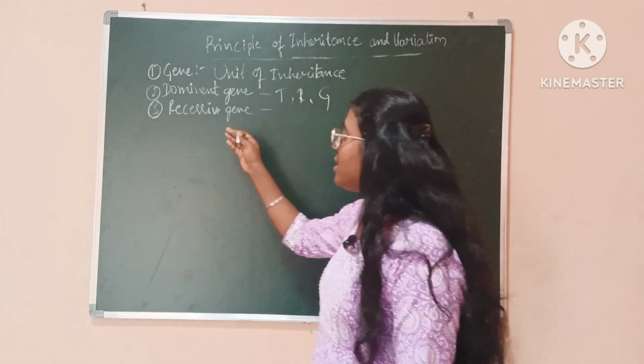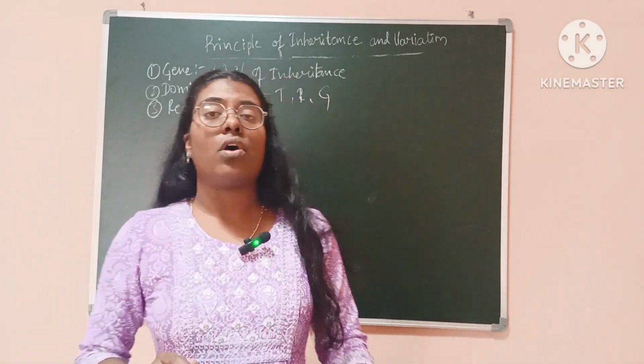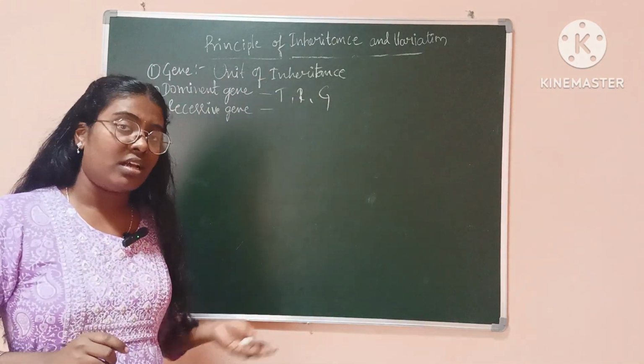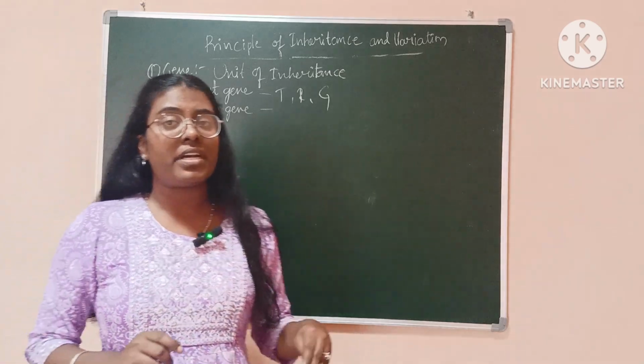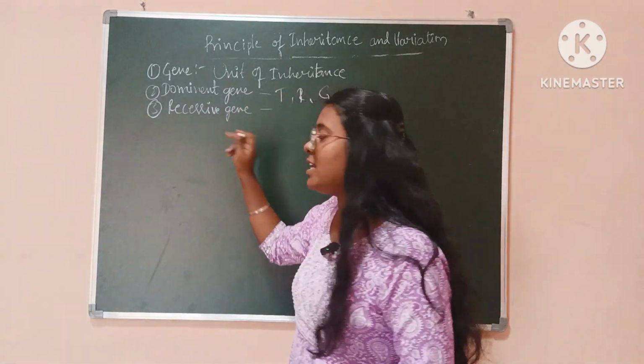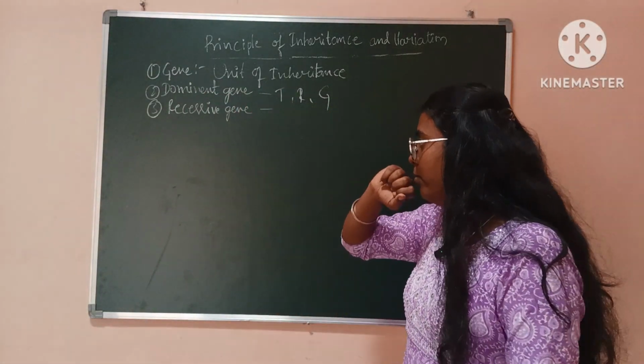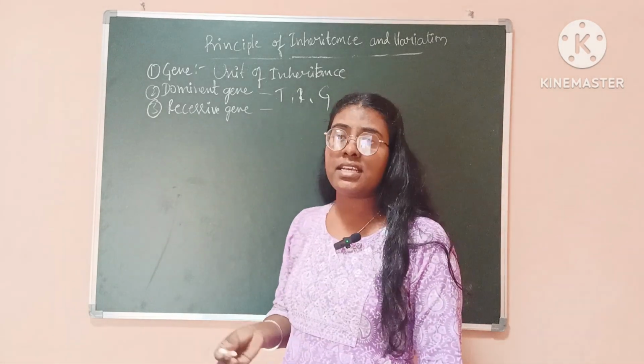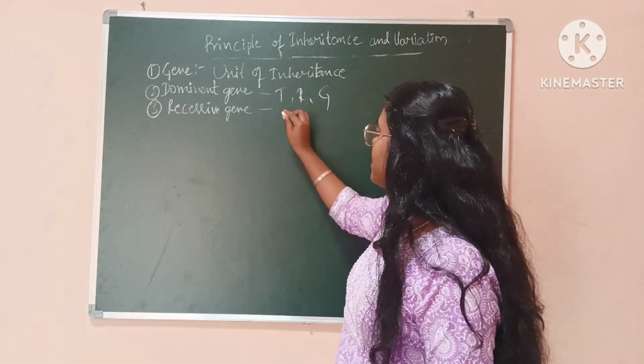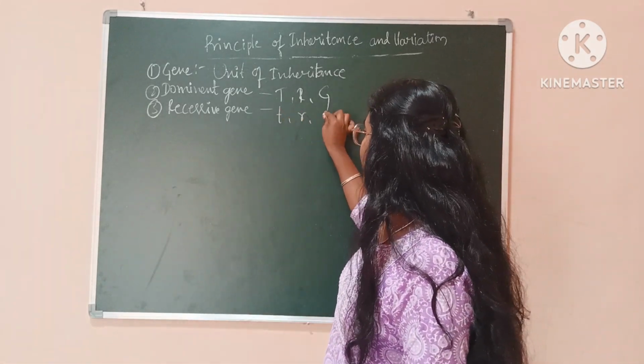Okay, and coming to the recessive gene, the gene which is dominated by the dominant gene, or the gene which is masked by the dominant gene, is considered as recessive gene. Okay, so it is always represented by small letters.